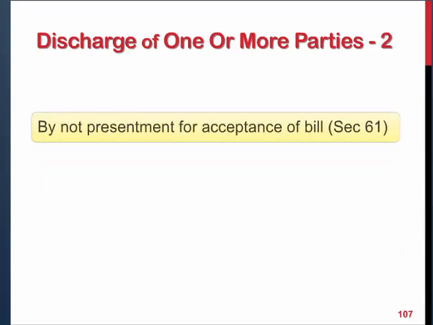The next point is by non-presentment for acceptance of a bill. Section 61: when a bill of exchange is payable after sight, its holder must present it for acceptance. If the holder makes a default in making such presentation, the drawer and all endorsers who were liable towards such a holder are discharged from their liabilities towards him.